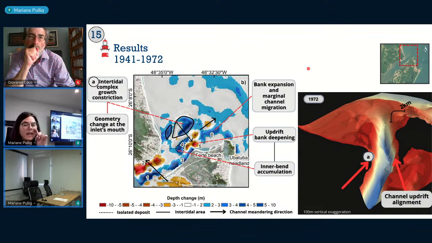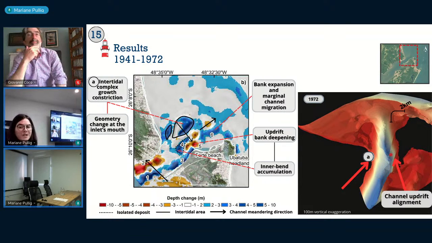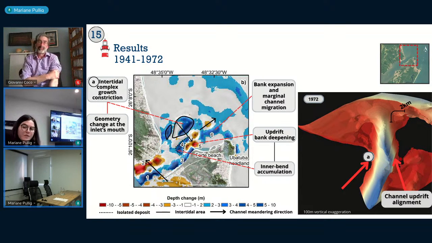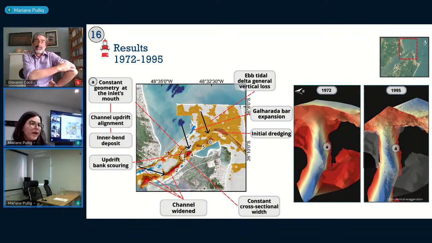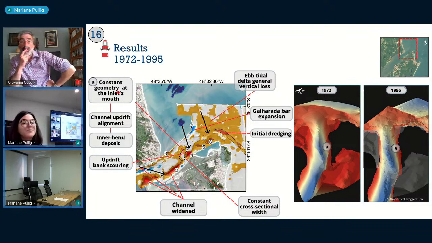This probably led to the enhancement of the currents. Here is a representation of this mid-channel deposit and the updrift scour that led to a northward alignment, to an updrift alignment of the inlet's mouth during this period. This geometry at the inlet's mouth with this mid-channel deposit in the inner bank that I just explained became constant along the 50 years beyond that period.